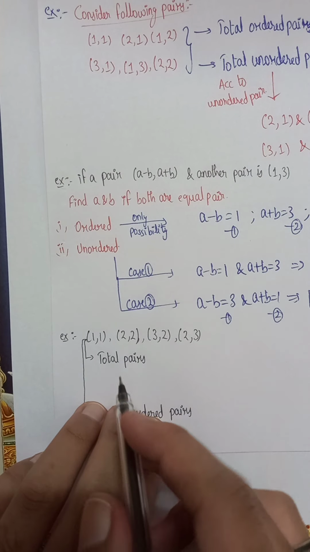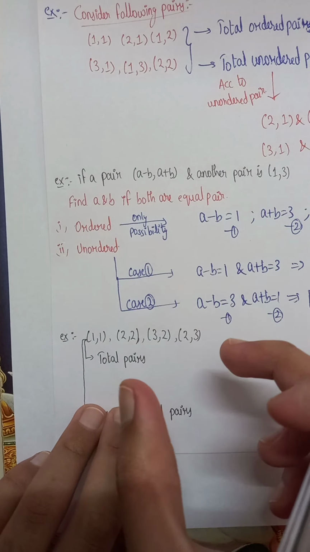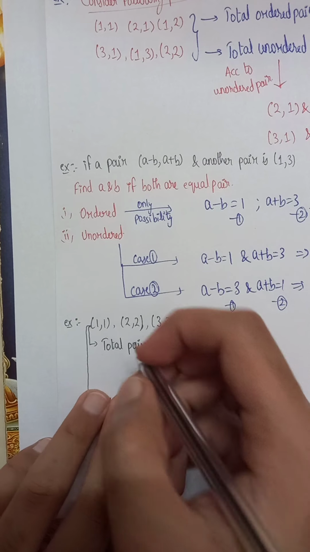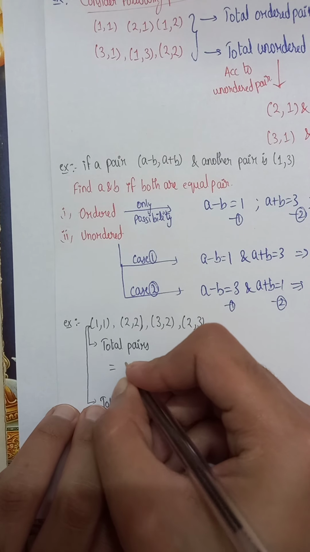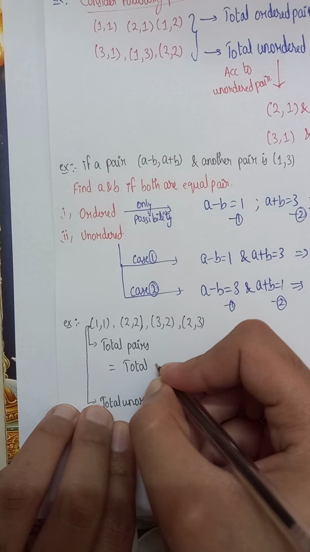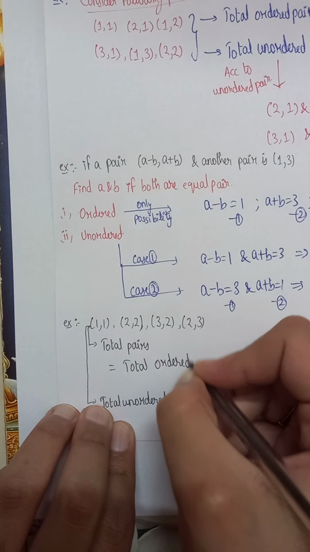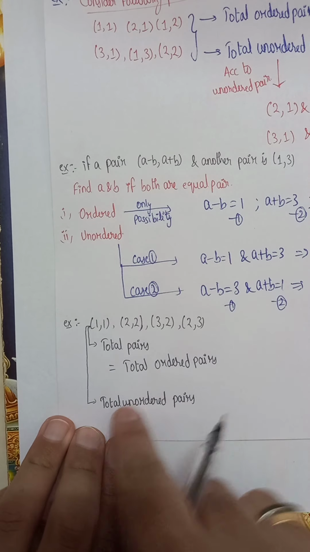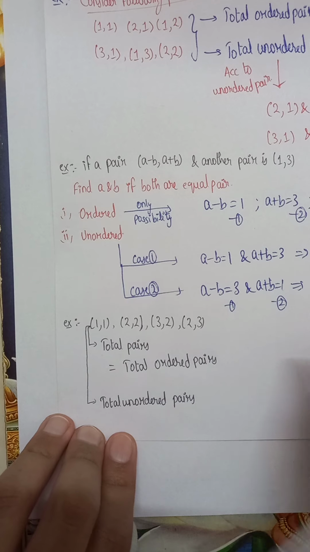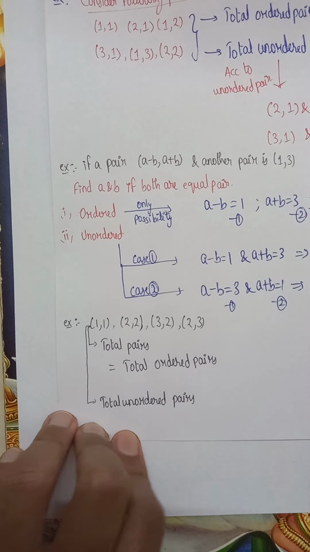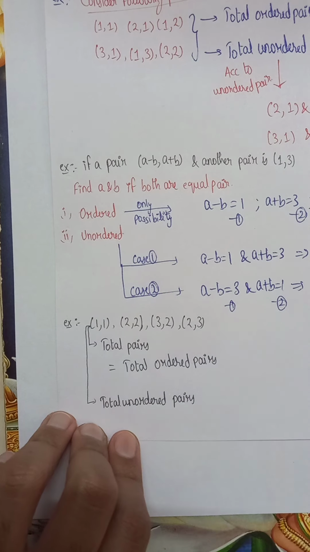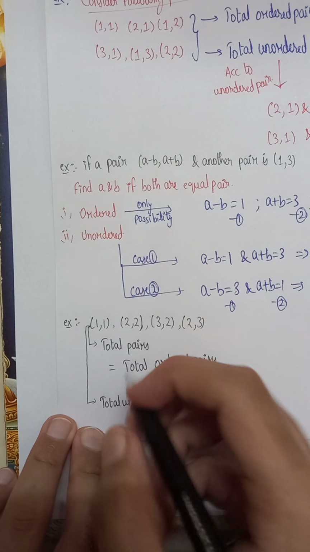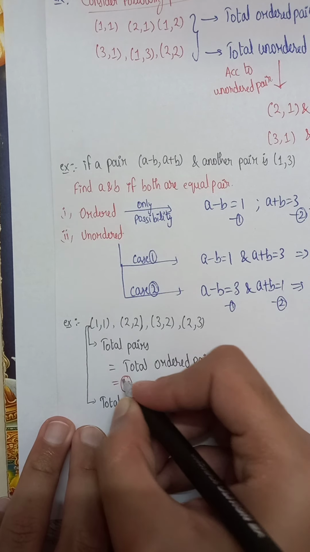See, if the question just asks for the total number of pairs and does not mention whether to find ordered or unordered, then if he's just saying total pairs, it always means total ordered pairs. If he wants to ask for the total number of unordered pairs, then he'll mention in the question to please find total unordered pairs. So how many total ordered pairs are there here? 1, 2, 3, 4. So therefore there are 4 ordered pairs.